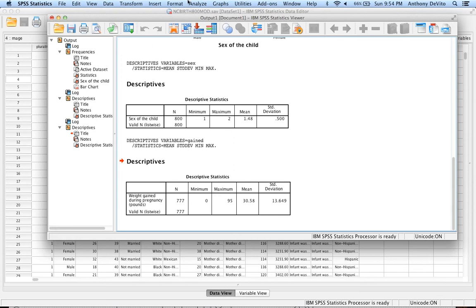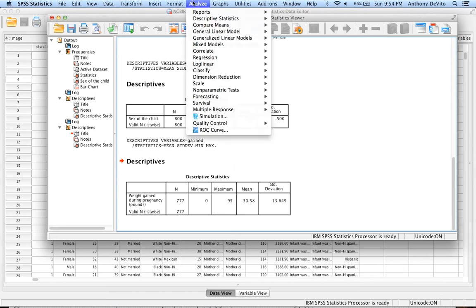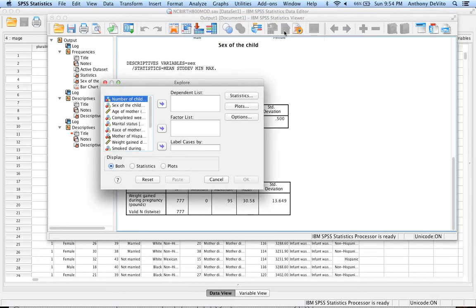If we were to use something else instead, again, we get the same starting point. If you get stuck, just think, analyze. I want to do descriptive statistics. Frequencies is for nominal data. Descriptives is for numerical data, but it's only going to give me a very abbreviated set of descriptive statistics. Explore is when I want to get more information. Click Explore, and again, I'm going to put in the numerical variable, right? The descriptive statistics we do is for numerical variables.